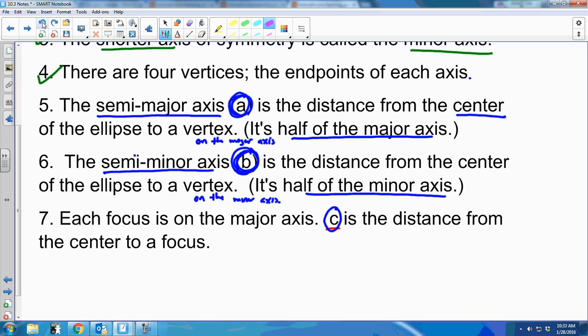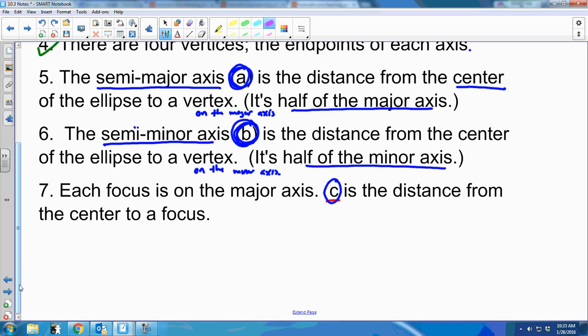We have one more thing. Remember there were those 2 fixed points that we're probably not going to graph a whole lot, but they're important to the whole definition of the ellipse. So there's a focus point, and there's 2 of them. So the plural of a focus point is foci. That's why we call them foci. So each focus is on the major axis. That's important.